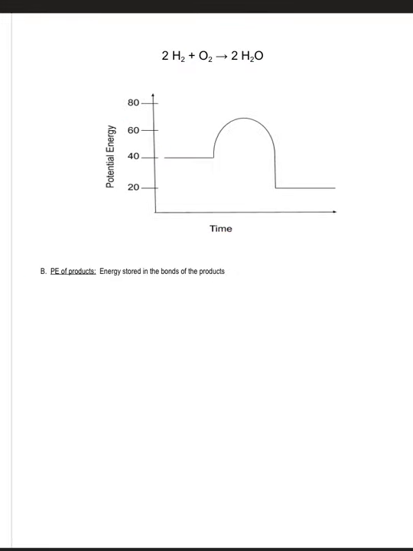All right, next we have the potential energy of the products. So we know from our previous slide that this is where the reactants are. Well, our products are just on the ending horizontal line, so the very end of this potential energy diagram. And the potential energy of the products is the energy stored in the bonds of the products, so how much energy is stored in H2O or water. And if I were to ask you to give a numerical value for that with this graph, it would be 20 joules.